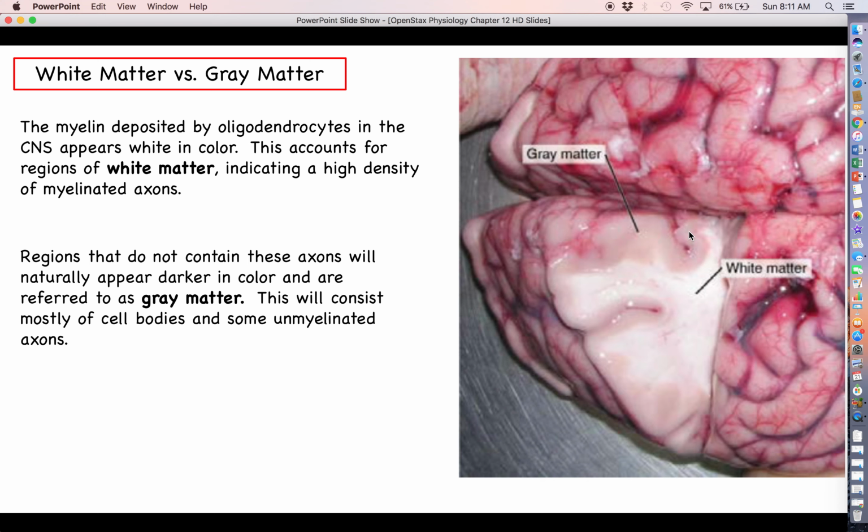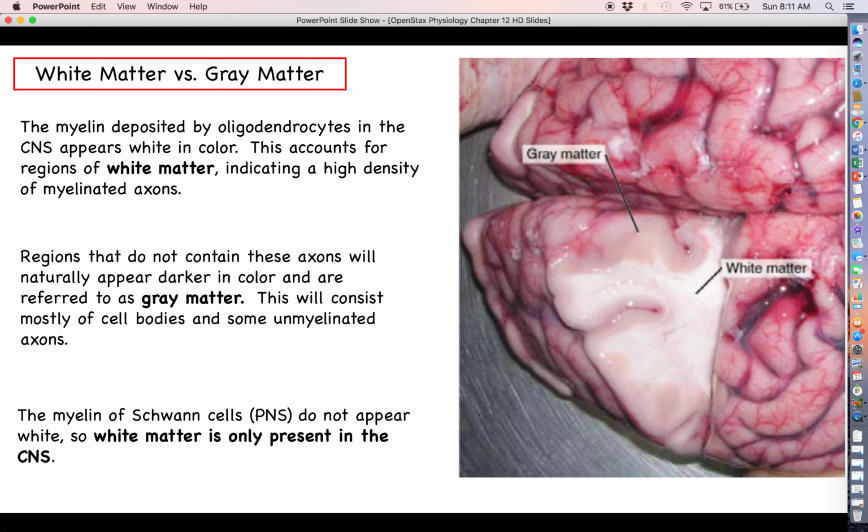So if I trace my pointer here around the gray matter of what we would call the cerebral cortex, this is where you would find a big collection of cell bodies of neurons, and then the axons of those neurons project out more into the center region of the brain through what is the white matter there, the white matter being the myelinated portions of those same neurons.